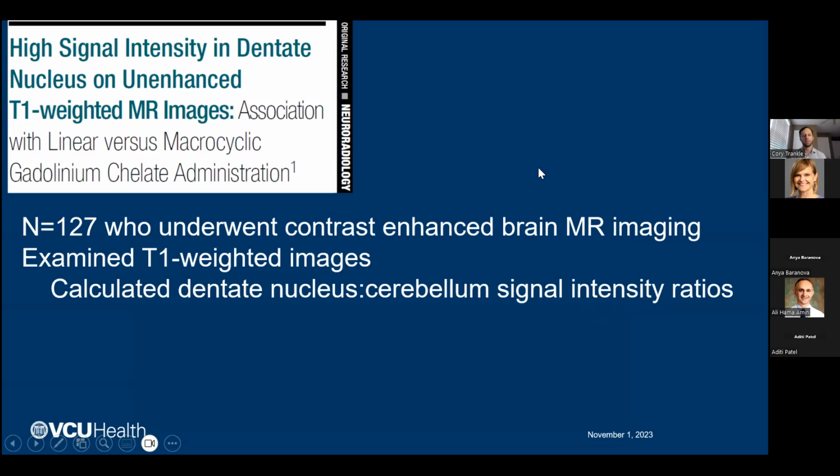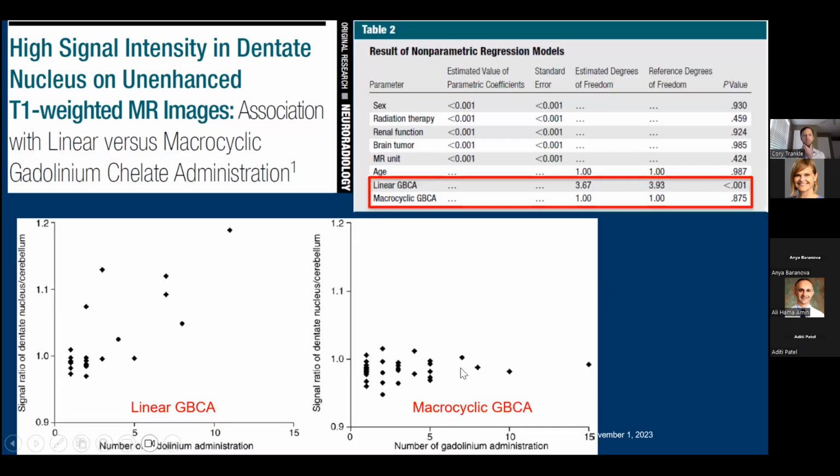But what should hopefully be a little bit comforting is that it seems that this deposition is dependent on which chelation structure you're using with your contrast agent. So remember, the gadolinium isn't given by itself; it's given within a chelation structure, and that determines the chemical version and the trade name that we're using. So there's linear versus macrocyclic chelation structures.